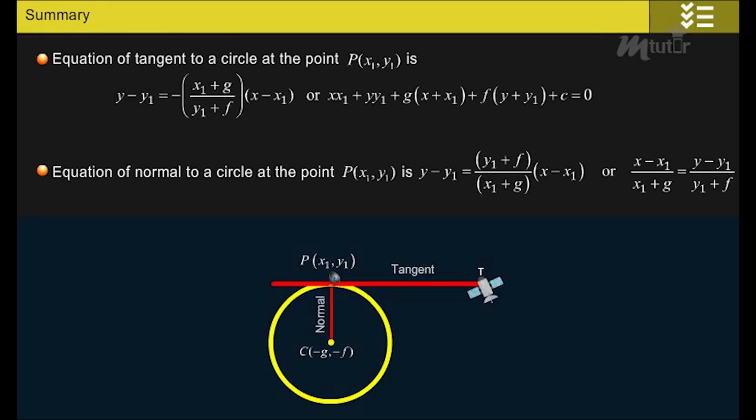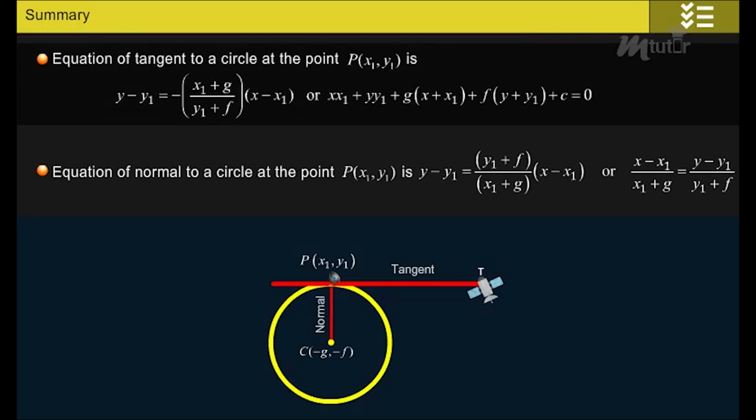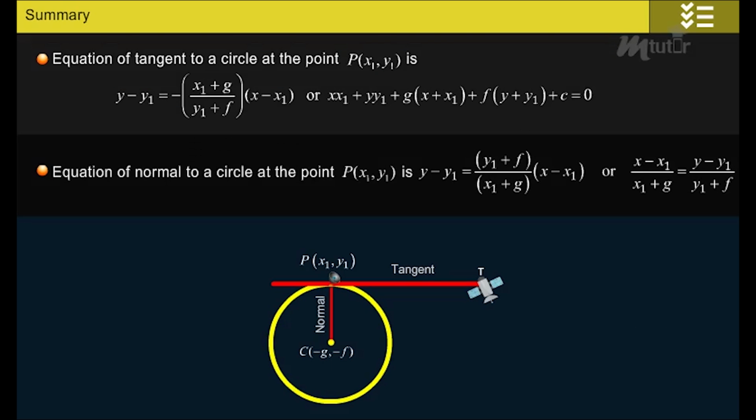Let us summarize what we have learnt. Equation of tangent to a circle at the point P of x1, y1 is x times x1 plus y times y1 plus g of x plus x1 plus f of y plus y1 plus c is equal to 0. Equation of normal to a circle at the point P of x1, y1 is x minus x1 by x1 plus g is equal to y minus y1 by y1 plus f.